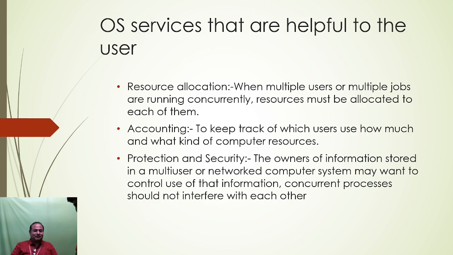And next is resource allocation. When multiple users are trying to do multiple jobs, the resources are allocated to them by the OS only. Suppose some resource is free, then automatically that resource will be allocated to the particular user. If the resource is not free, then the OS will make that person wait till the resource is free. If it is free, then automatically the next second it is allocated to the particular user.